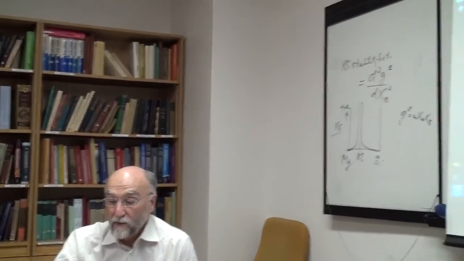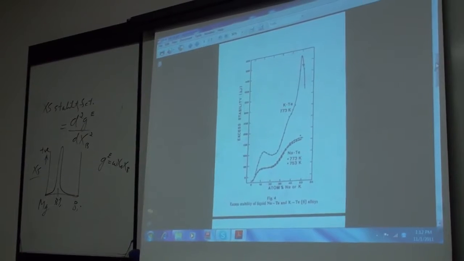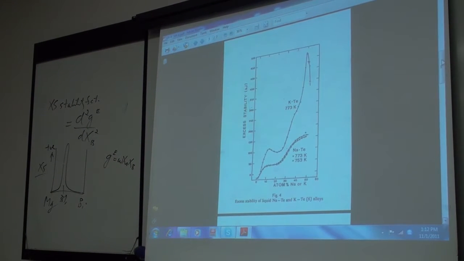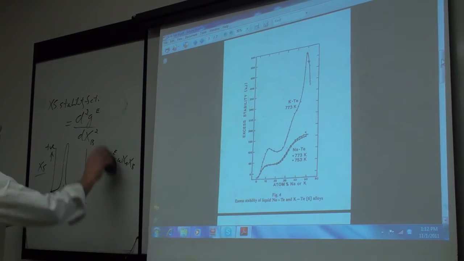Here is sodium tellurium. Now you might expect potassium is more electropositive than sodium, and so in potassium you have a higher tendency towards stability. In other words, there's more ordering in potassium because it's more electropositive. The sodium is less electropositive than potassium, but you still have the same type of peak and the same sort of tendency here, although it's more rounded. As I said, the excess stability magnifies this.